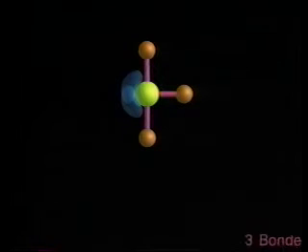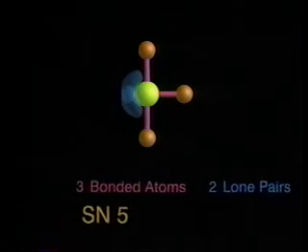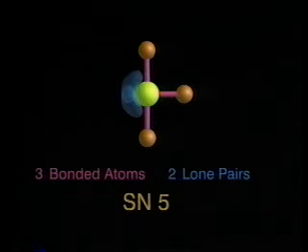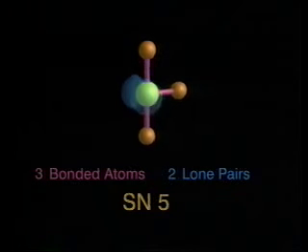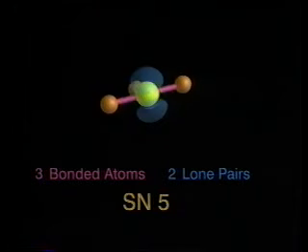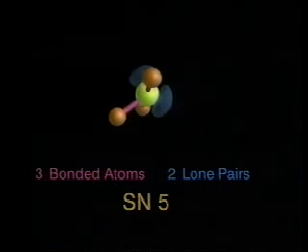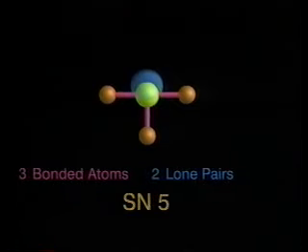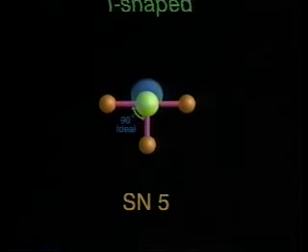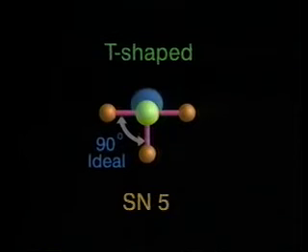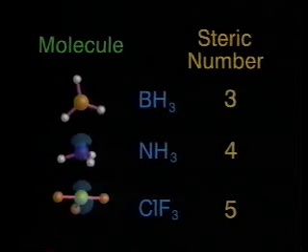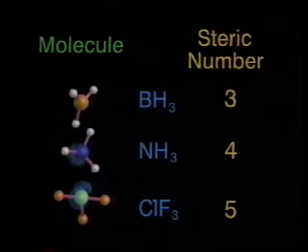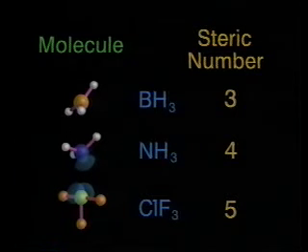ClF3 is a molecule with more than 8 electrons around the central atom. There are 3 bonded atoms and 2 lone pairs, so the steric number is 5. This will produce a trigonal bipyramidal arrangement in which the lone pairs occupy the equatorial positions. This forces the atoms to be 90 degrees apart from each other, so the molecule is T-shaped. We have now seen how the steric number predicts the shapes of molecules with 3 atoms bonded to the central atom.